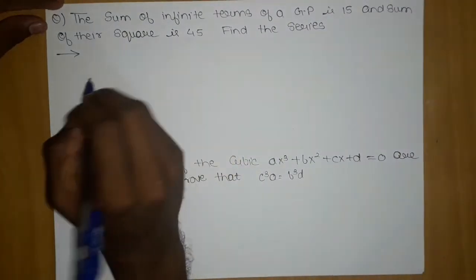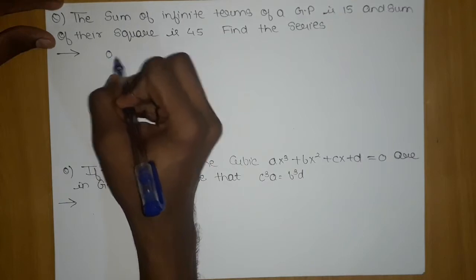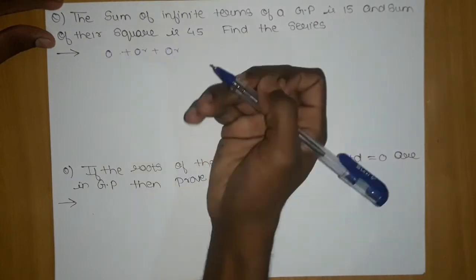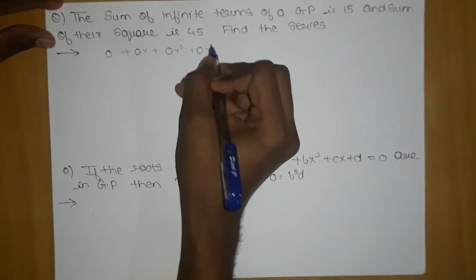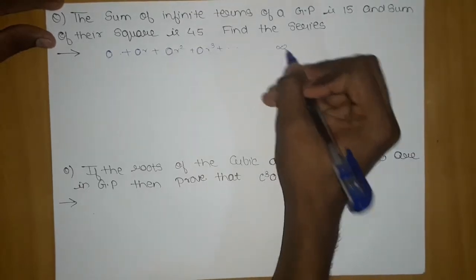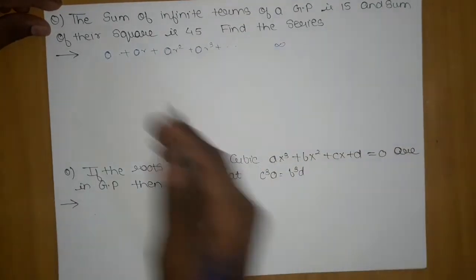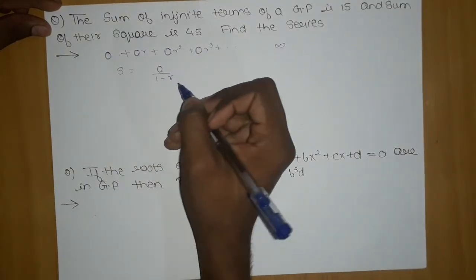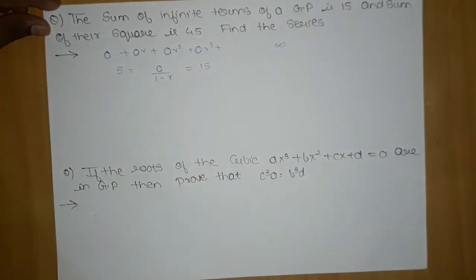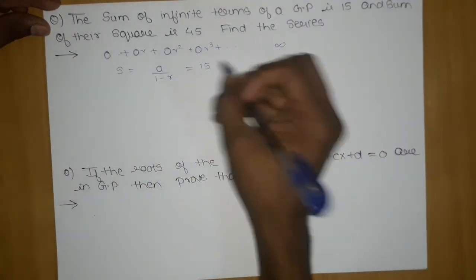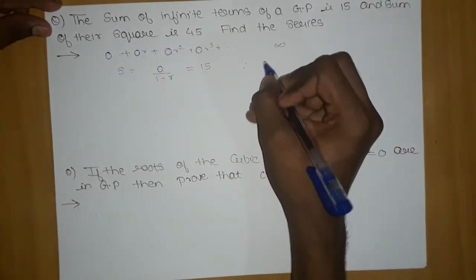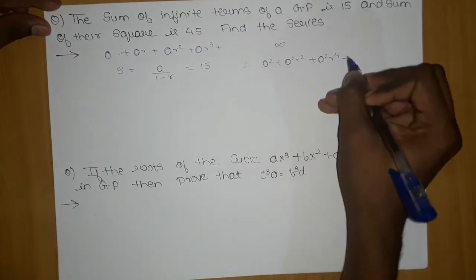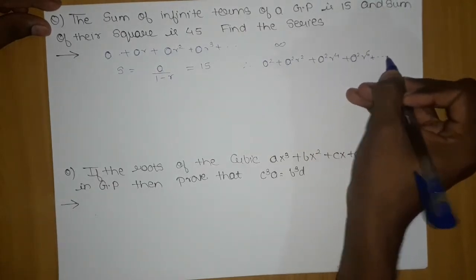Now we will just study what we want. If I consider this as a series, because in GP we consider the series, a, ar, ar square, ar cube, like that till infinite, because it is telling the sum of infinite terms. So its sum will be a upon 1 minus r, which is nothing but equal to 15. Further on, if I square it, what do I get? This series will be like that: a square, a square r square, a square r raised to 4, a square r raised to 6 till infinite.